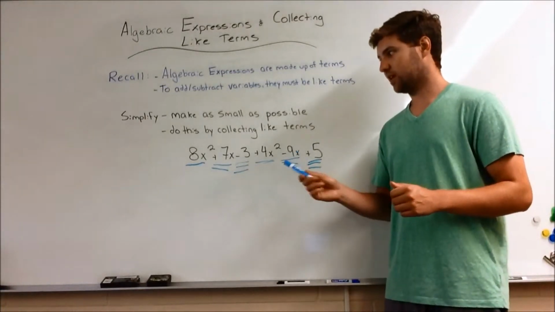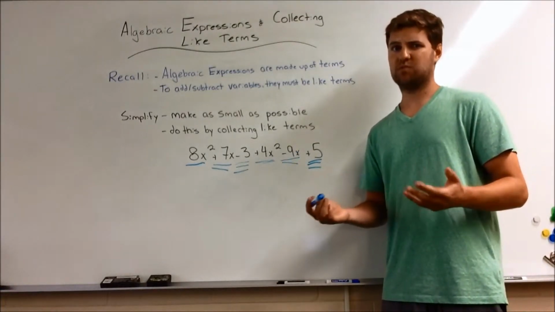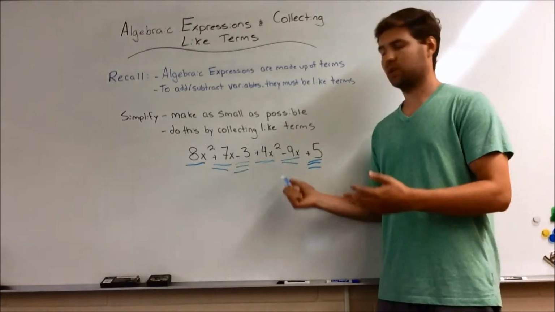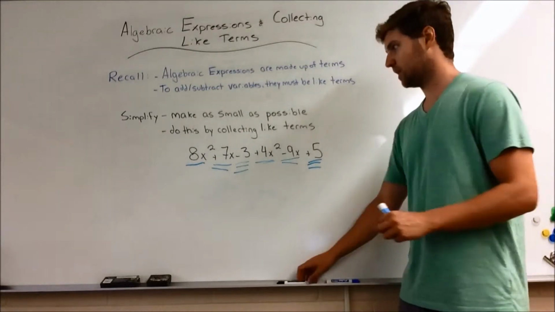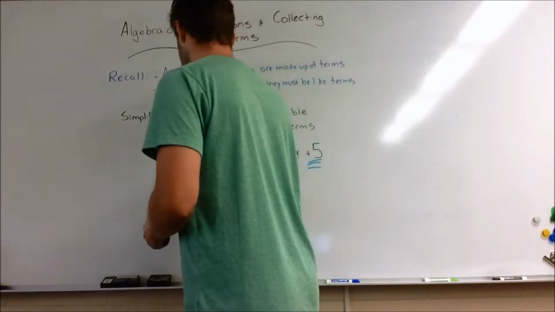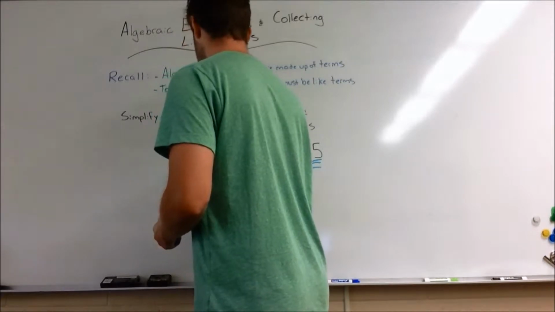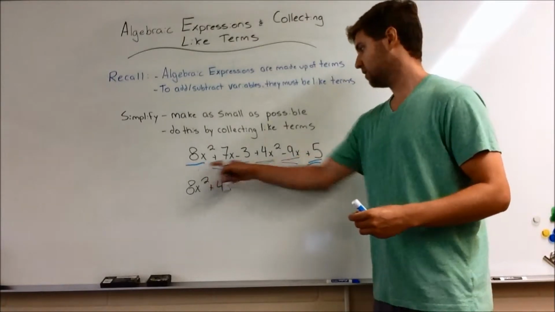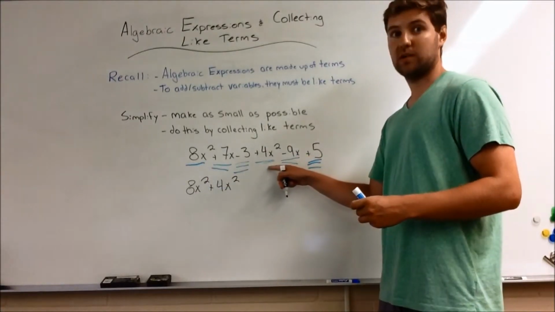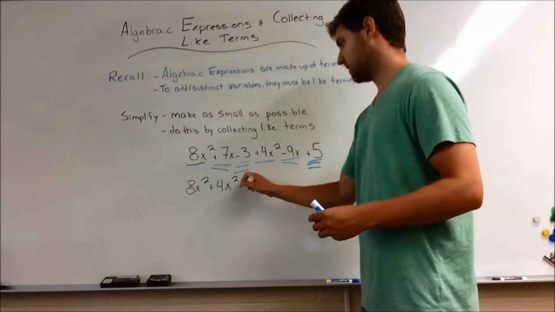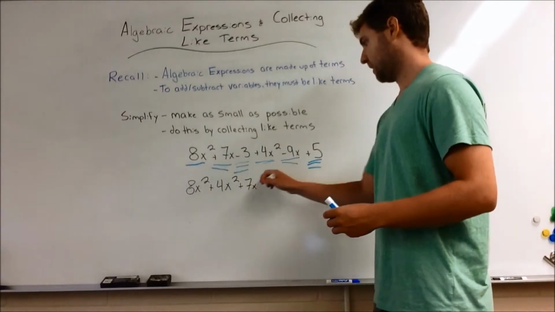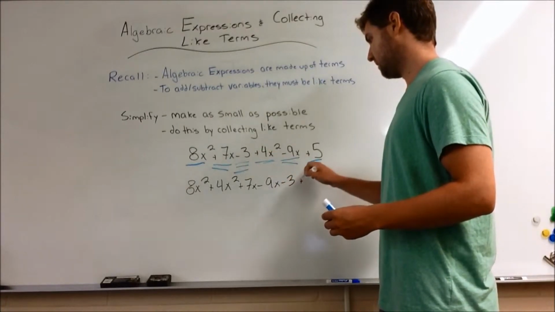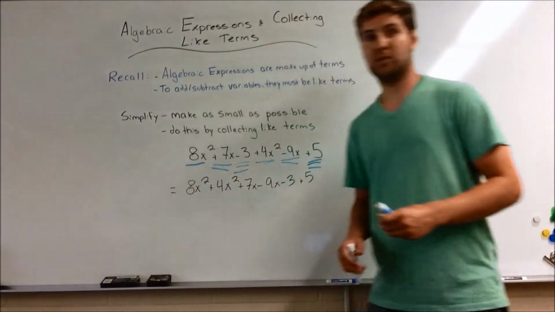Okay. Once we've identified the like terms, I'm going to rewrite it now with the like terms beside each other. Right? Order doesn't matter. We can switch the order around here, so I'm going to write them beside each other. So we'll write our x squared terms first, 8x squared plus 4x squared. Those are both things that are underlined once. Then we have plus 7x and minus 9x, and then minus 3 and plus 5. And that's equal to the line above it.